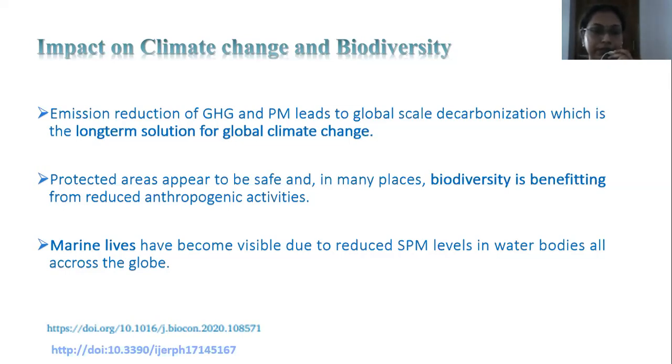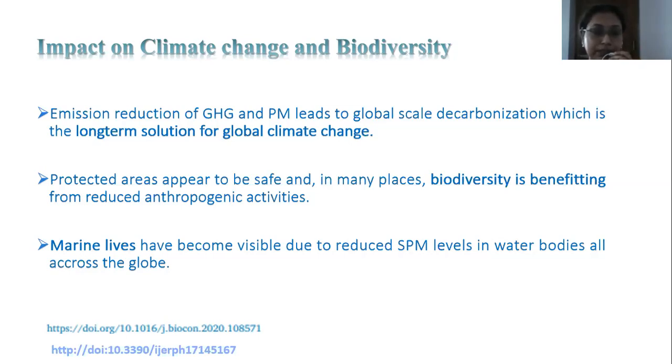So because of the transportation shutdown, the use of fossil fuel was very much minimum. That is why the decarbonization rate was higher, and which has led to a positive impact on the climate change globally.